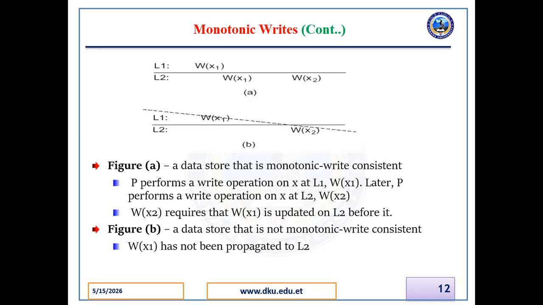Let's see B, a data store that is not monotonic write consistent. Why? What is the reason here? In B, the reason is the write of X1 has not been propagated to local copy 2, or L2, and it is only at local copy 1, or L1. So it is not monotonic write.